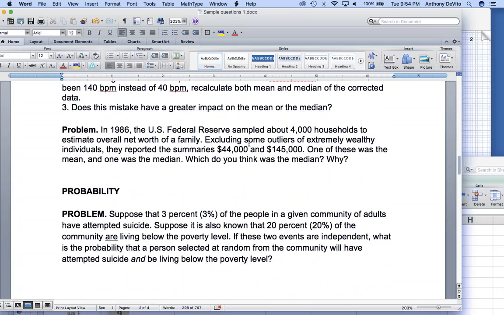Okay, Federal Reserve: they sampled 4,000 households to estimate the overall net worth of families, excluding some of the outliers, extremely wealthy individuals. The report summarized the figures, excluding outliers. They reported 44,000, and one of these was the mean and the other was the median. Which one of these do you think was the mean income and which was the median income? Anybody want to take a wild guess here?